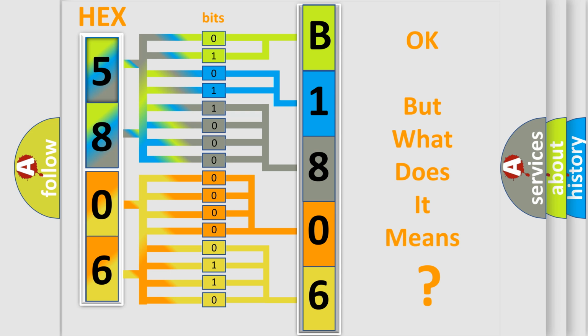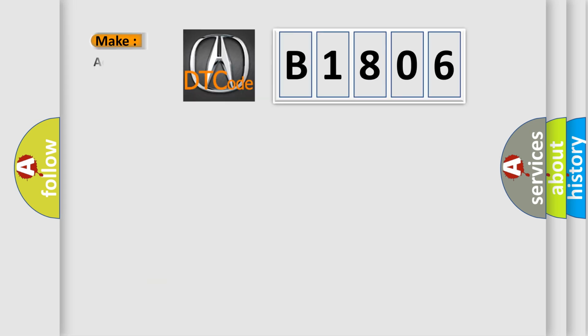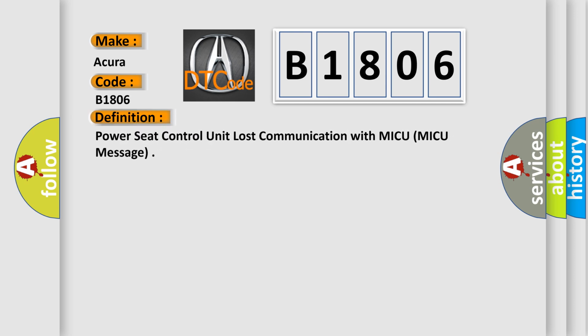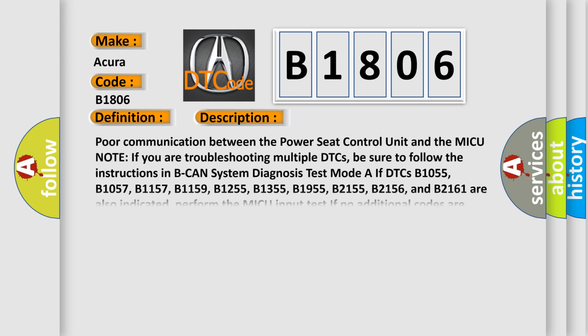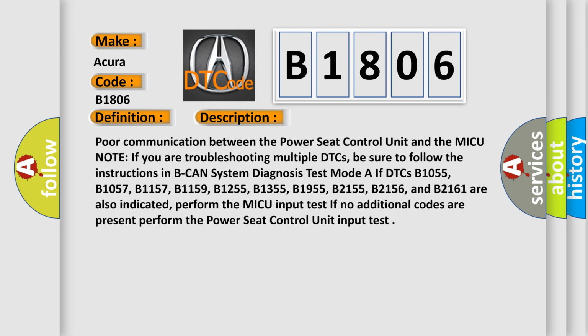The number itself does not make sense to us if we cannot assign information about what it actually expresses. So, what does the Diagnostic Trouble Code B1806 interpret specifically for Acura car manufacturers? The basic definition is: power seat control unit lost communication with MICU, MICU message. And now this is a short description of this DTC code. Poor communication between the power seat control unit and the MICU.